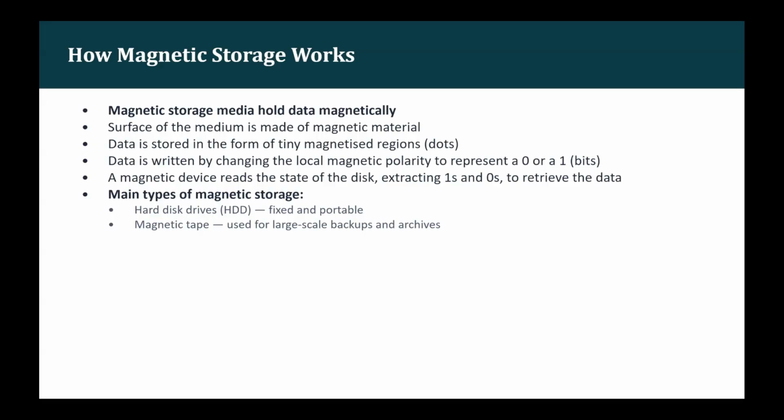The main types of magnetic storage that we know are the hard disk drive, which is HDD, and they are fixed and portable. And then we have magnetic tape, used for large scale backups and archives. Most of the time these days we use hard disk drives. There can be fixed hard disk drives as well as portable hard disk drives.